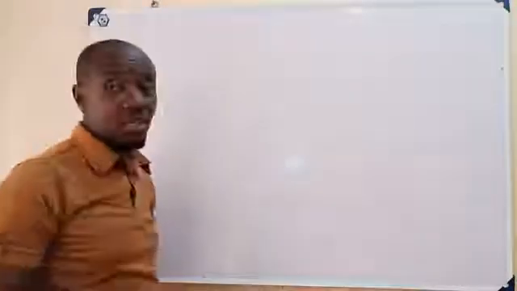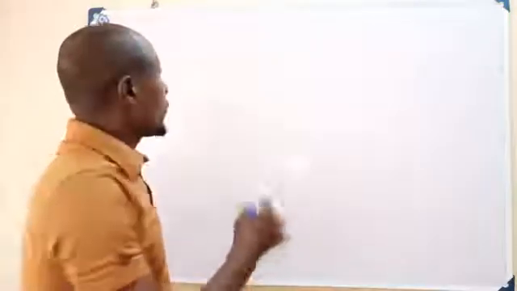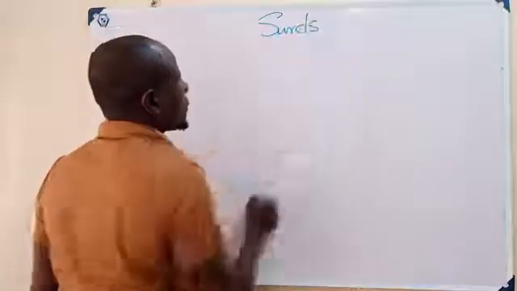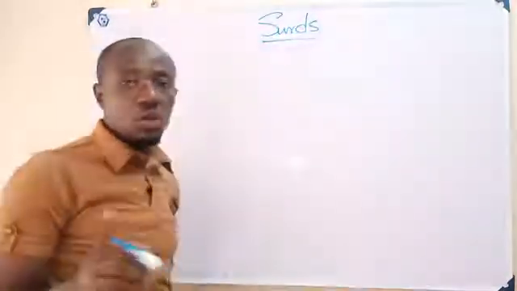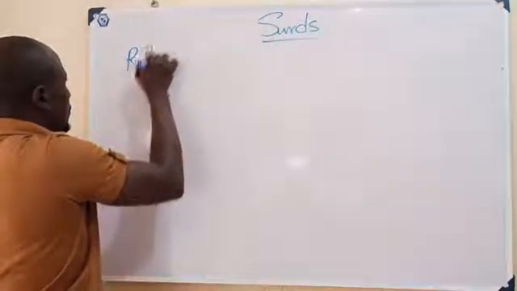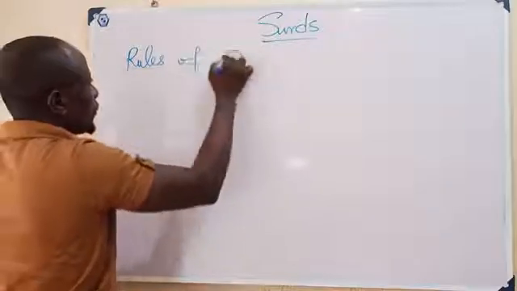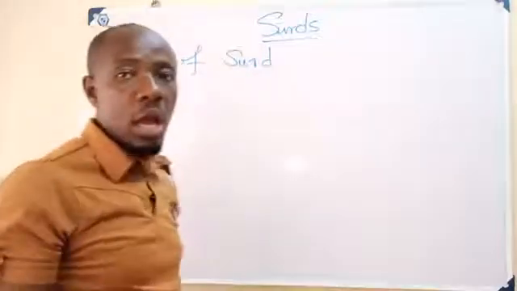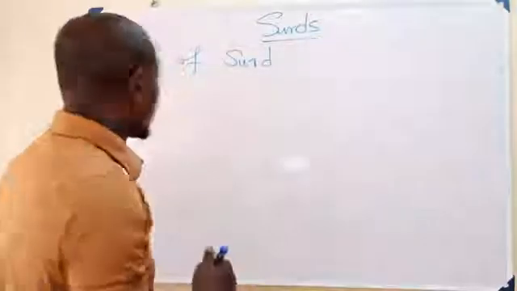Today we are going to look at how to solve problems involving surds. We focus more on the simplification of surds. Now, the first one we are going to consider today is the rules of surds. Rules of surds. Now we have the multiplication rule and the division rule.